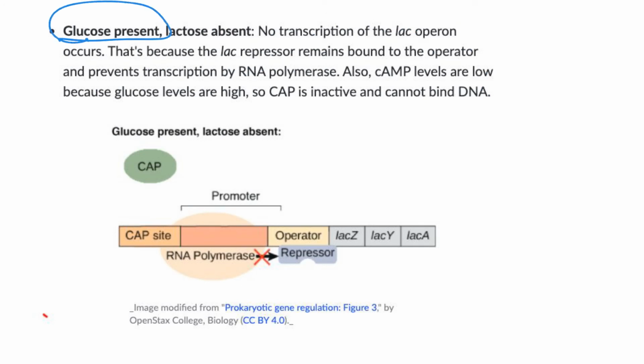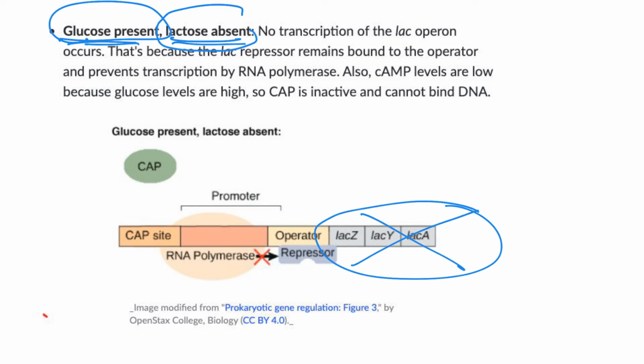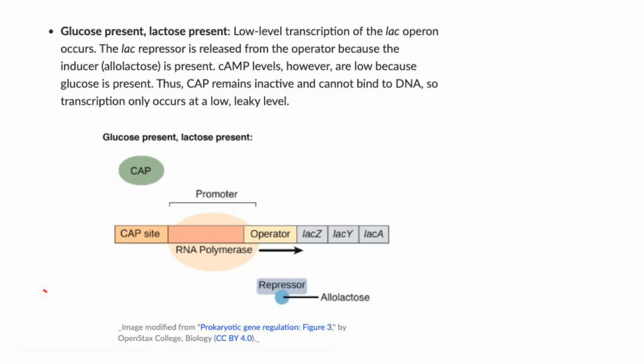So let's look at this condition. If I have glucose present, but I have no lactose. Well, clearly, why would I need these enzymes? I don't, because I have glucose present. And so if I have glucose present, I'm going to have no cyclic AMP or low cyclic AMP around. So I'm not going to enhance transcription because I don't even need it, right? I've got the repressor that's sticking on here because I don't even have lactose present. So I'm not going to need those enzymes to break down lactose.